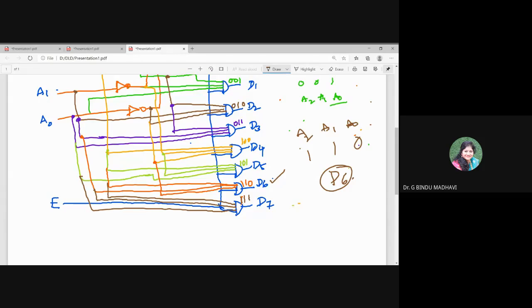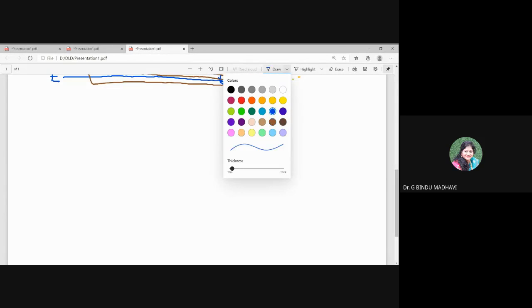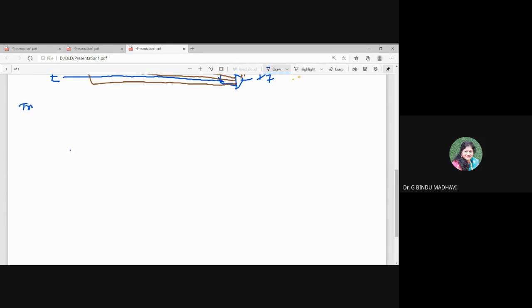Right. So, from this you can draw the truth table. So, I am writing the truth table for the decoder. What is a truth table, ma'am? What is a truth table? Till now, no one has answered about the truth table.